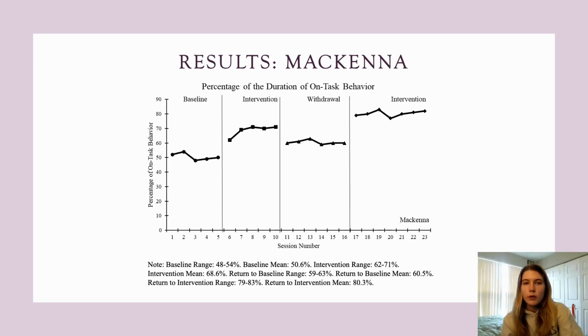I am now going to go over my results for our study. My baseline range was between 48 and 15.4%, and my baseline mean was 50.6%. My first intervention range was 62 to 71%, and that intervention mean was 68.6%.